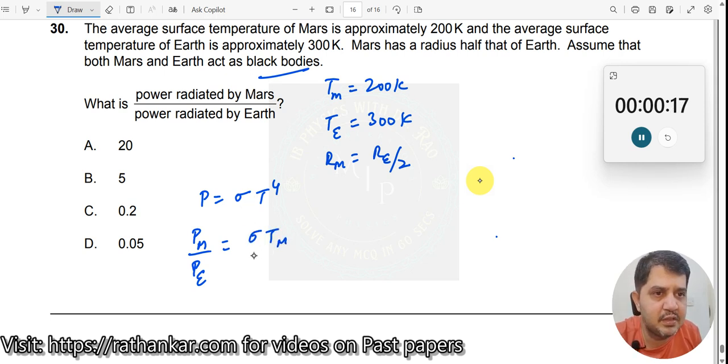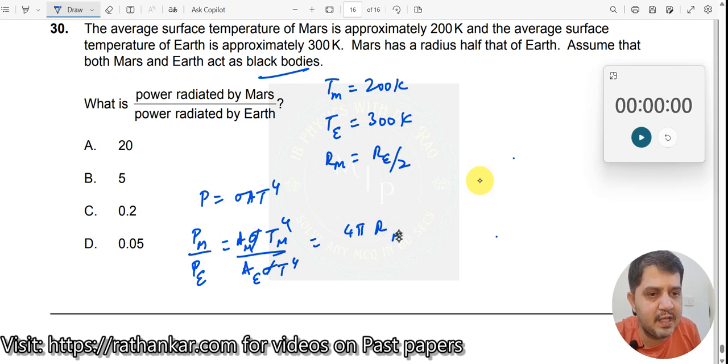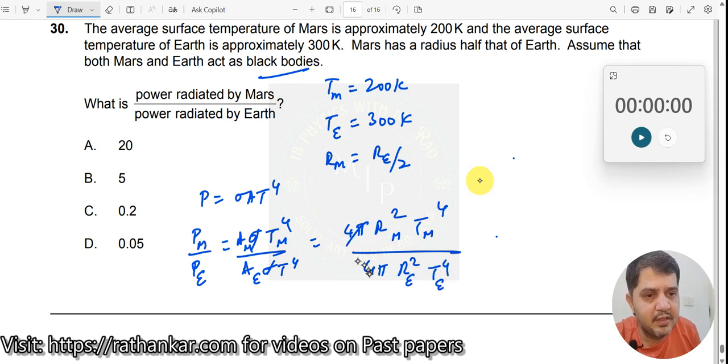So now we have sigma A T power 4. I'm sorry, put A here. There's an A here, A Mars divided by A Earth sigma T power 4. So sigma cancels. Now what is A? 4 pi R square. 4 pi R_M square into T_M to the power of 4 divided by 4 pi R_E square T_E to the power of 4. So this goes away.